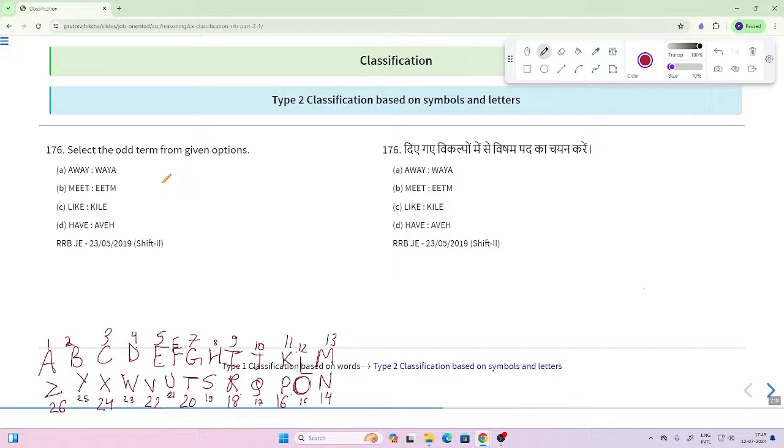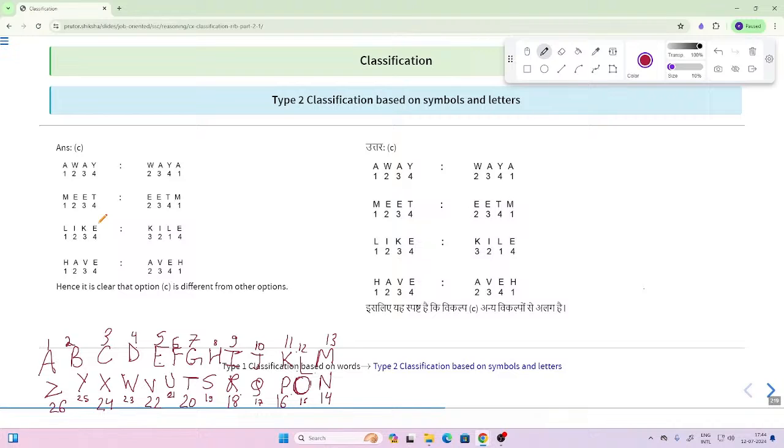Away becomes via. Actually, let's leave this one due to the symmetry, but let's look at it. All the letters have been shifted one letter to the left, and that rule holds through here as well. WAYA. IKEL, this one doesn't follow that. AVEH. So option C is the only one that doesn't follow that, and yes, C is different.